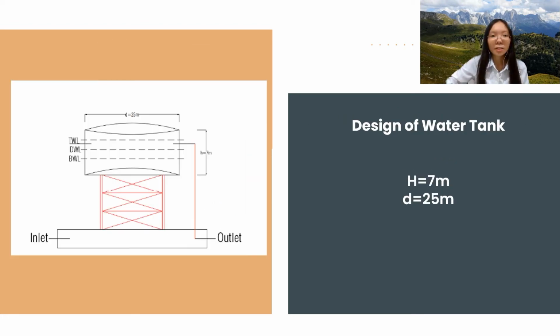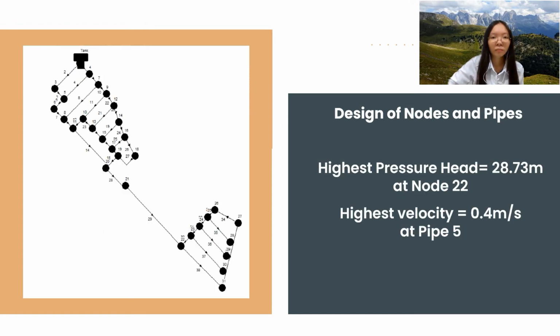This is the design of our water tank. We decided to use a diameter of 25 meters with a height of 7 meters for our water tank, based on the water demand of 2,200 meter cube per day. From the results obtained from ePlanet, we can see that the highest pressure head is 28.73 meters, occurring at knot 22, while the highest velocity is 0.4 meter per second, occurring at pipe number 5.